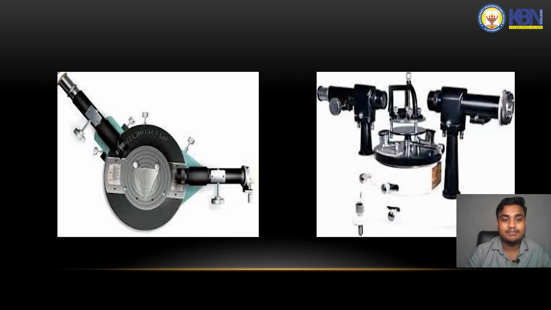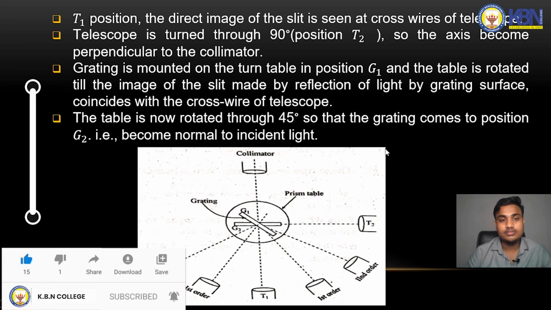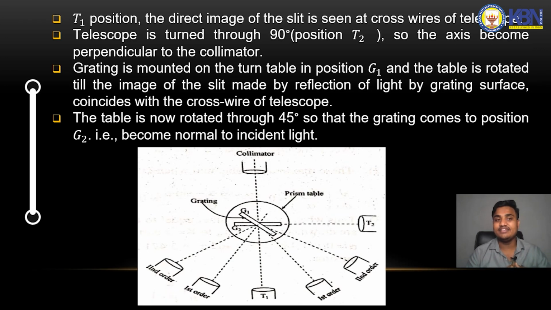And this is a spectrometer, where this part is called the collimator, this one is the grating stand, where we can place the grating or prism, and this one is the telescope. Collimator, grating stand and telescope. Here in this diagram we placed a plane diffraction grating on the prism table. To find the wavelength of light using a plane diffraction grating by the normal incidence method, you need to make some adjustments initially.